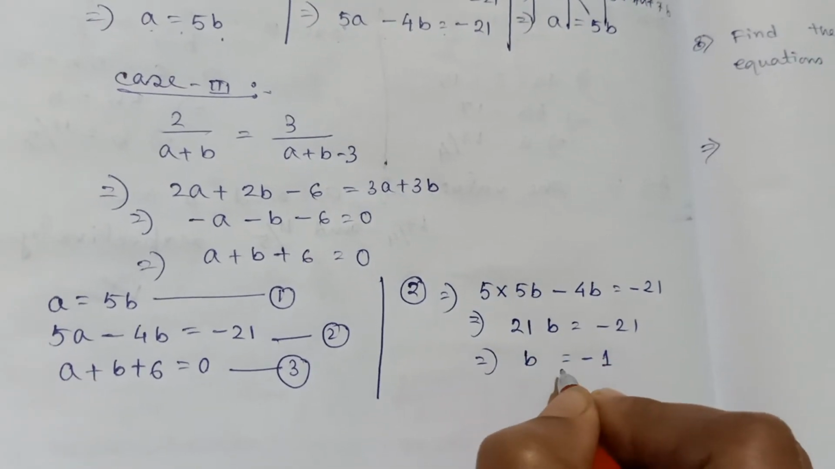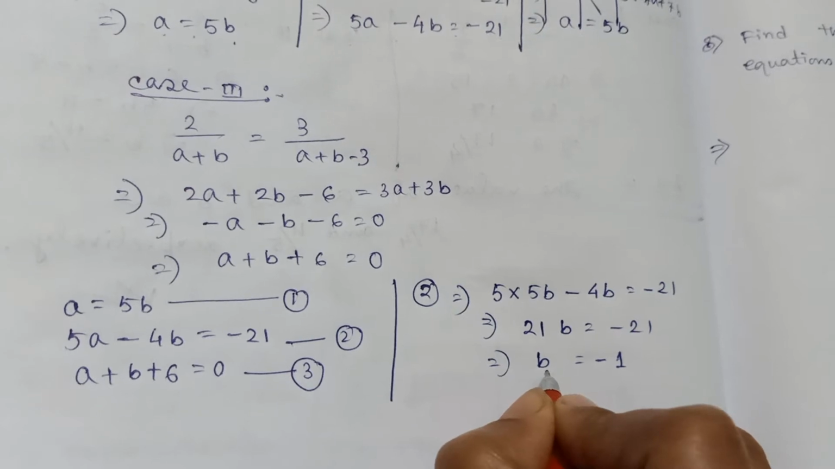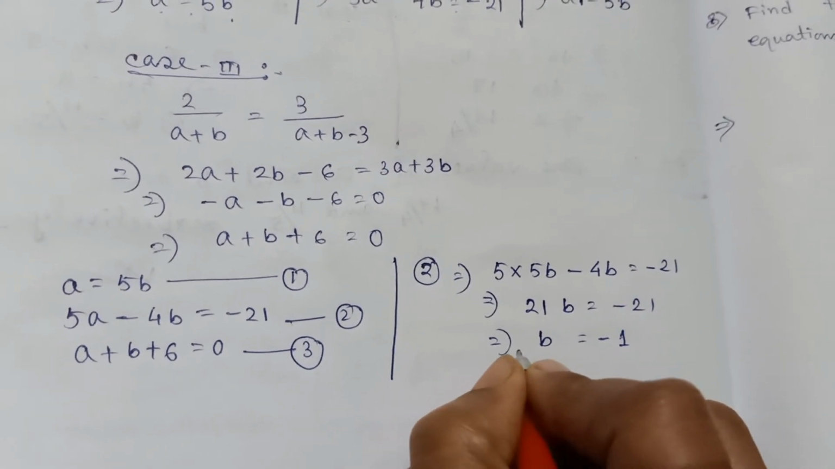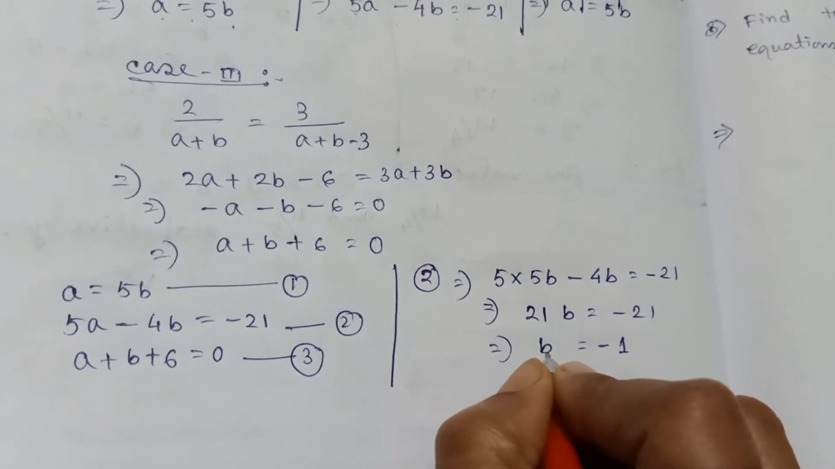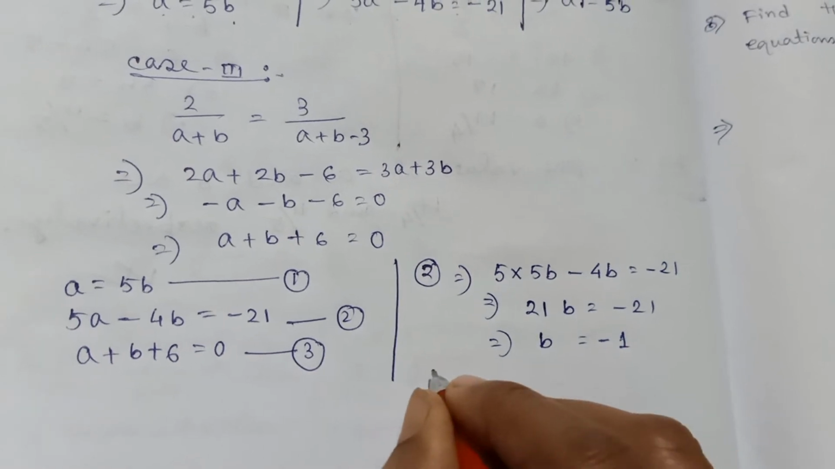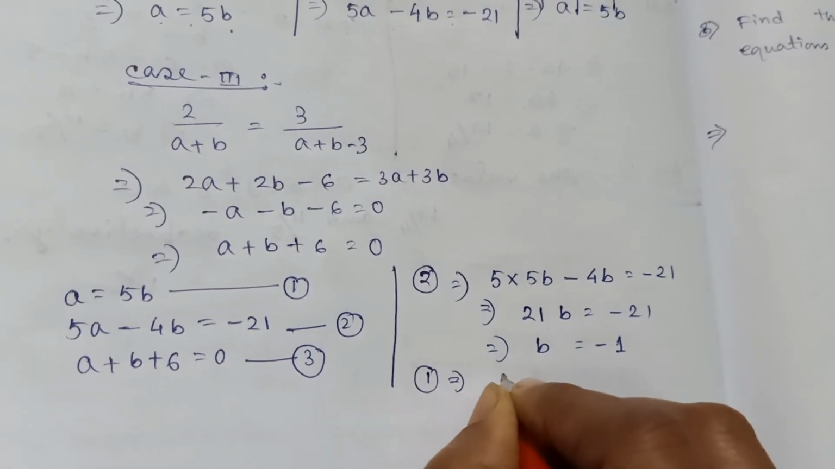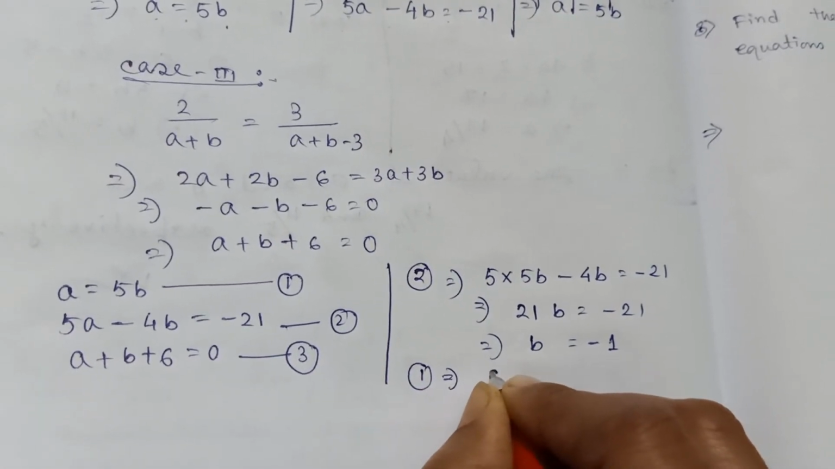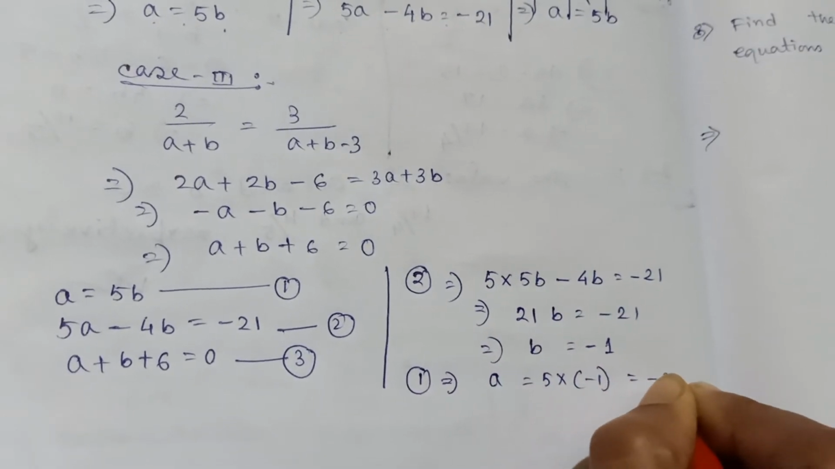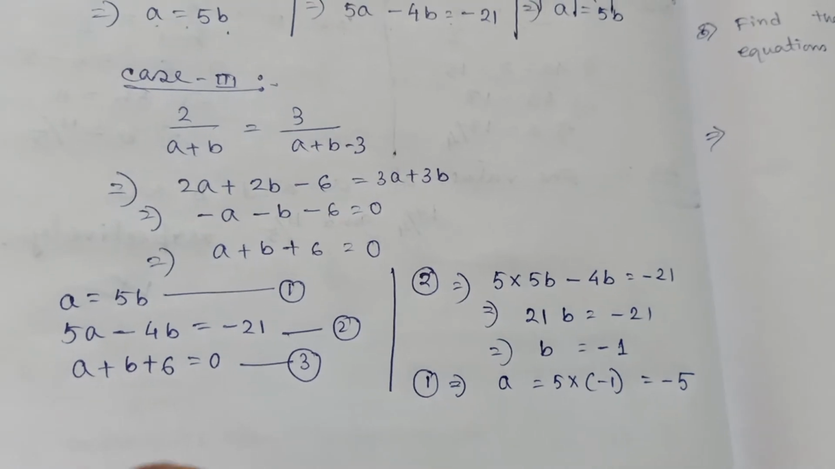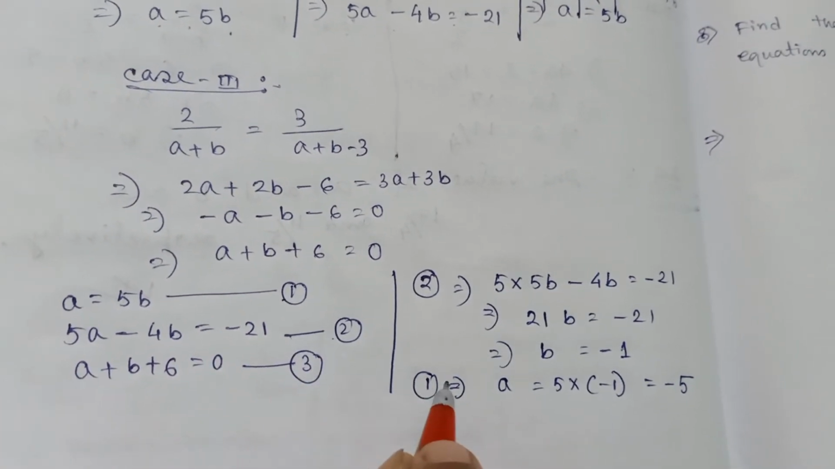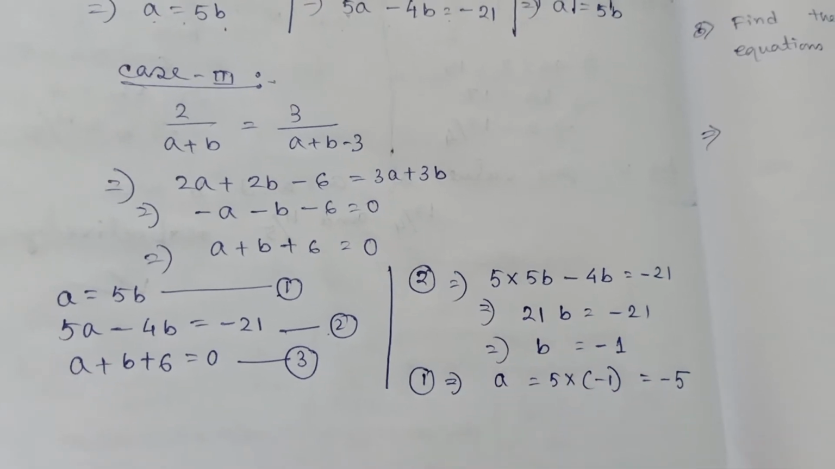From this we are getting b equals to minus 1. So we have got one of the values, that is b equals to minus 1. Now we will put this b equals to minus 1 here. So from 1 we are getting a equals to 5 into minus 1 equals to minus 5. So look at this, only from 1 and 2 we have got a and b's values.